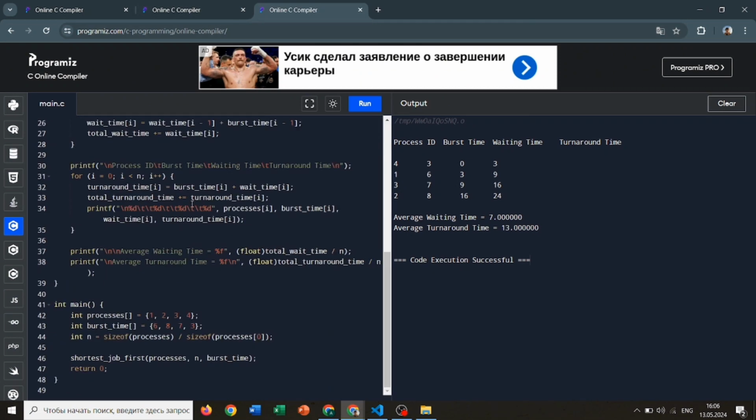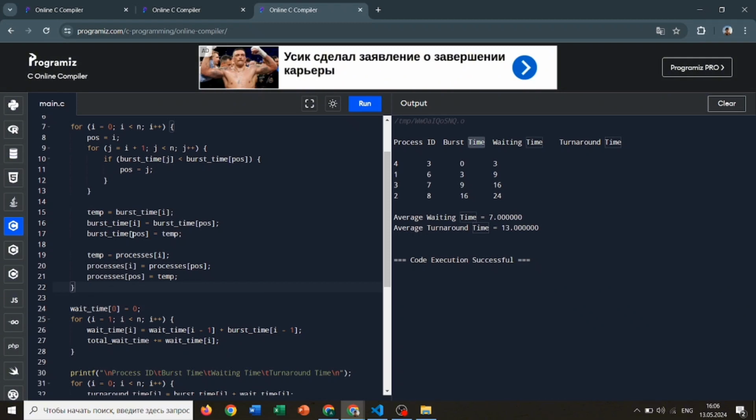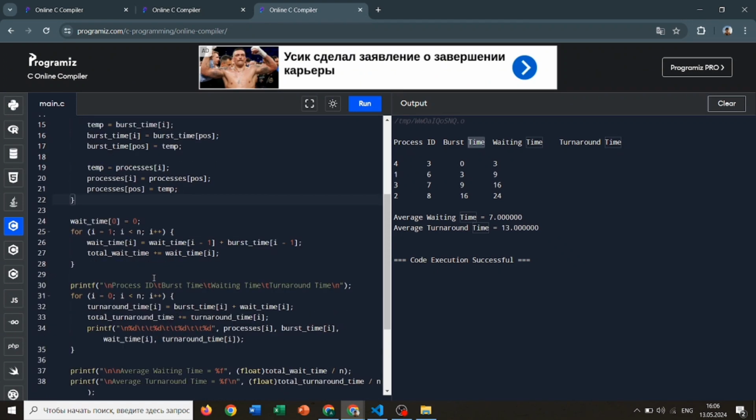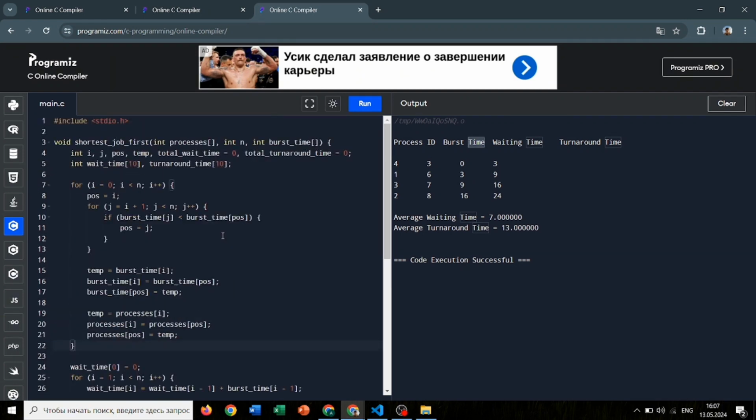So this is how it looks in our C programming language. This loop is for sorting our processes by the burst time. And this is the calculations here. The algorithm starts by sorting the array of processes based on their burst times using a selection sort method. This step is crucial as it aligns the processes in the order they should be executed.